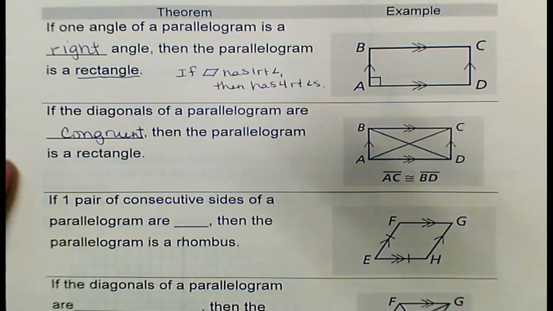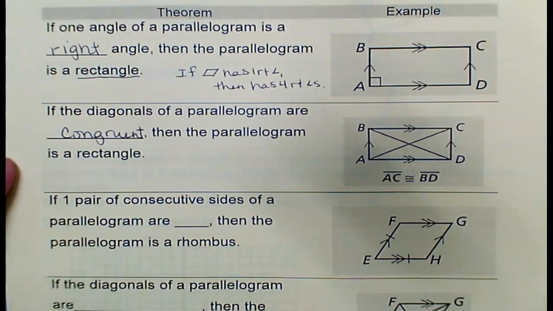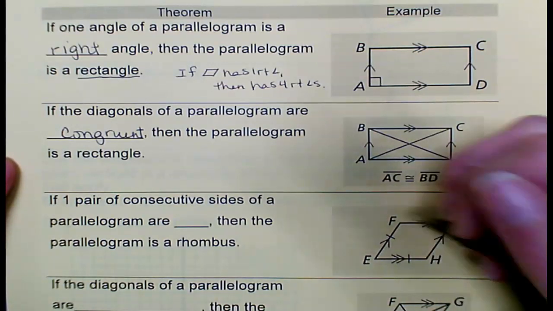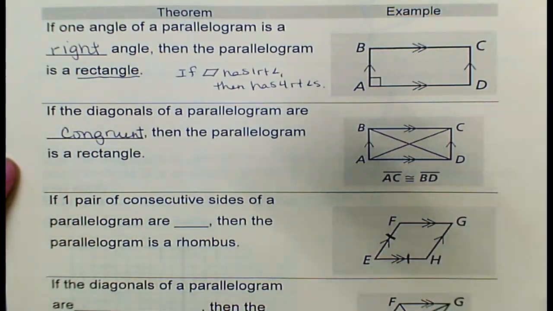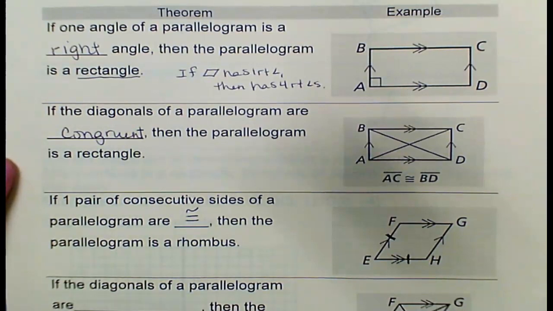The next theorem: if one pair of consecutive sides, so one right after the other, of a parallelogram are blank, then the parallelogram is a rhombus. So I have my parallelogram with opposite sides parallel. I see that consecutive sides of the parallelogram are marked with tick marks, so that means that they are congruent. And if that is the case, then the parallelogram is a rhombus. Now this one, we also have the knowledge to talk about why.